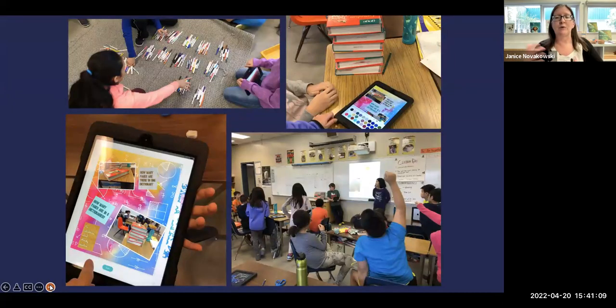So again, to follow up with this lesson, instead of doing our regular lesson, we ended up inviting the students to create their own Estimation 180 images.